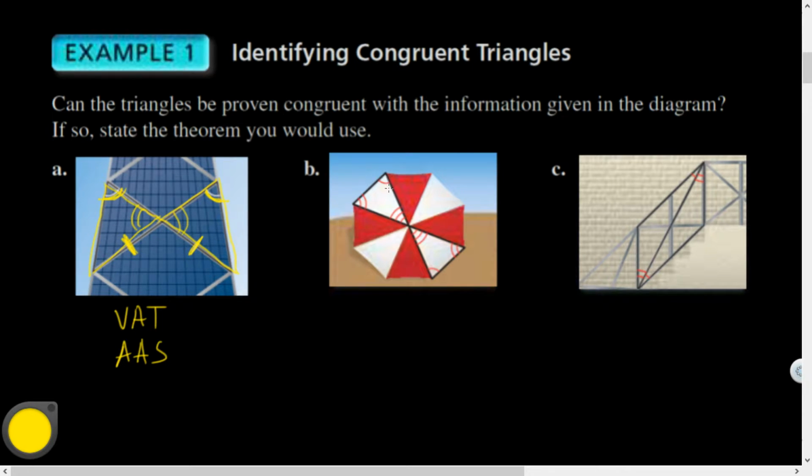But here we go. I've got some angles going on. I've got some more angles here. This looks like angle, angle, which does not exist. There is the angle similarity theorem. So I know that these triangles are similar but not congruent. So no, not enough information.